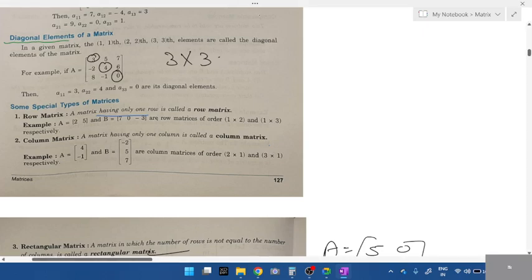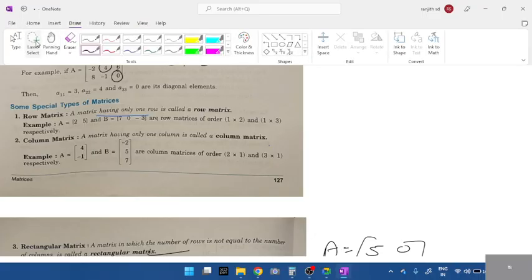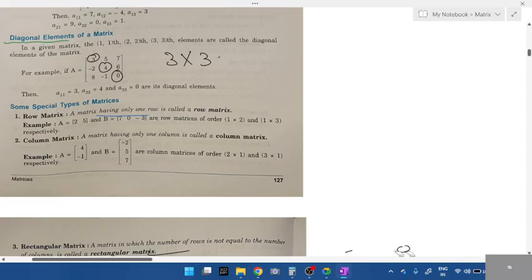Next, what are the different types of matrix? Right, types of matrix, students. Next concept in notes, types of matrix. So today I'll explain all the basics: what are the terms, types of matrix. Tomorrow we'll start solving.